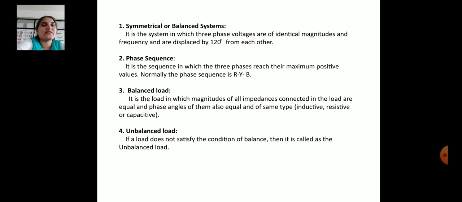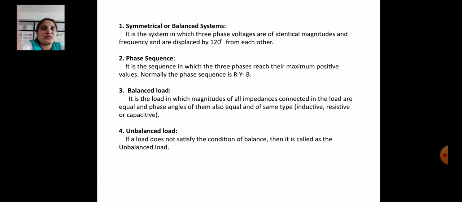So your phase sequence becomes R, B, Y. Obviously as the phase sequence changes, the direction of rotation of the motor also changes. Now the direction becomes anti-clockwise. So this is important in the case of direction of rotation of a three-phase machine. So that is the phase sequence: the sequence in which the three phases reach their maximum positive values.